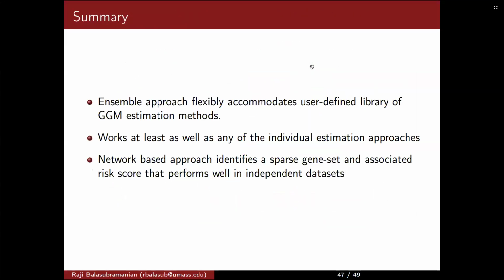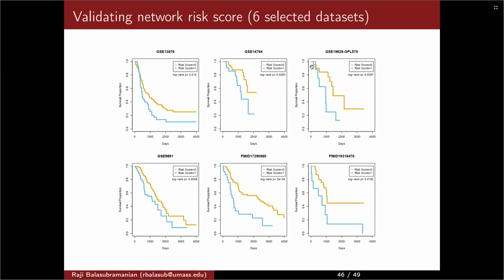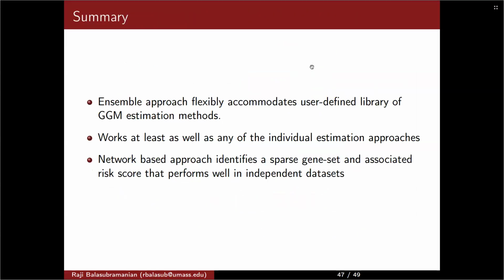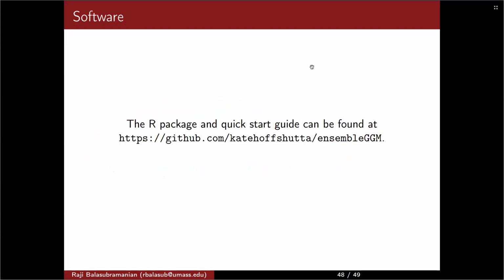Here's just a picture of the survival curves for some of those 15 data sets. To summarize, our ensemble approach, we believe, flexibly accommodates a user-defined library of estimation approaches. It works at least as well as the individual estimation approaches. And in an application, it was really useful in identifying a sparse gene set that was pretty powerful in predicting survival in completely independent data sets from that database.